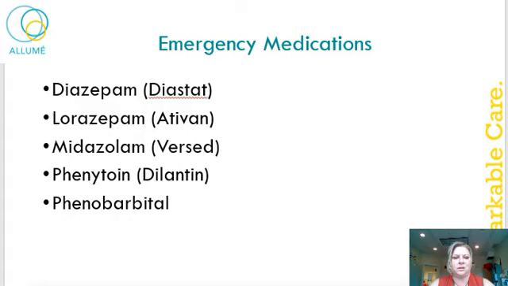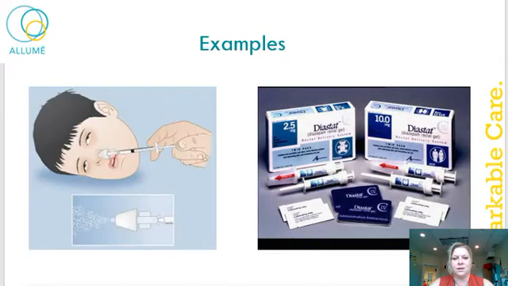Emergency medications include diazepam or Diastat, lorazepam or Ativan, midazolam or Versed, phenytoin or Dilantin, and phenobarbital. Here is just a picture of the patient getting a medication nasally, and then these are Diastat, different containers that you might see in the home, a 10.0 and a 2.5. Generally administered rectally.